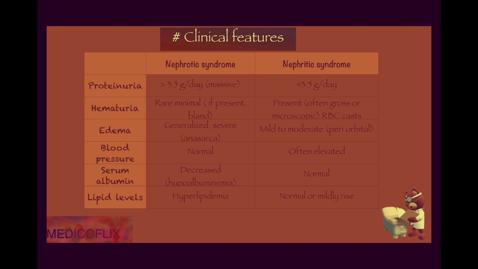Blood pressure, this is normal in nephrotic but often elevated in nephritic. Serum albumin, that is decreased, and hypoalbuminemia is seen in nephrotic and normal in nephritic. Lipid levels, hyperlipidemia can be seen in nephrotic syndrome but in nephritic it's normal or mildly raised.